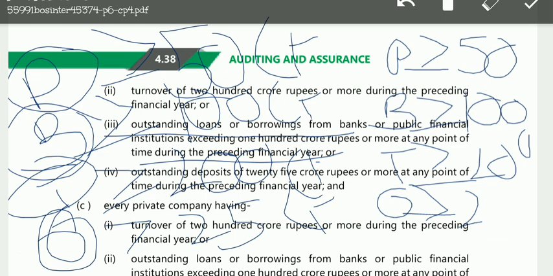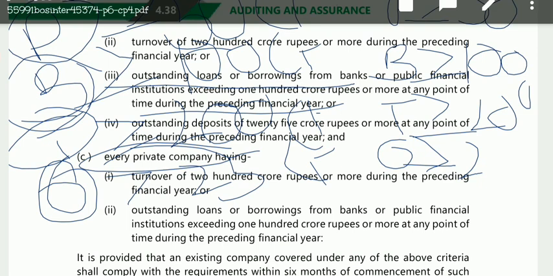Now, for every private company, what are the conditions? For every private company, only two conditions are there: B and T. If the borrowings are greater than or equal to 100 crore or more in the preceding financial year, or when the turnover is greater than or equal to 200 crore or more. If this is the condition, then those private companies have to appoint an internal auditor.